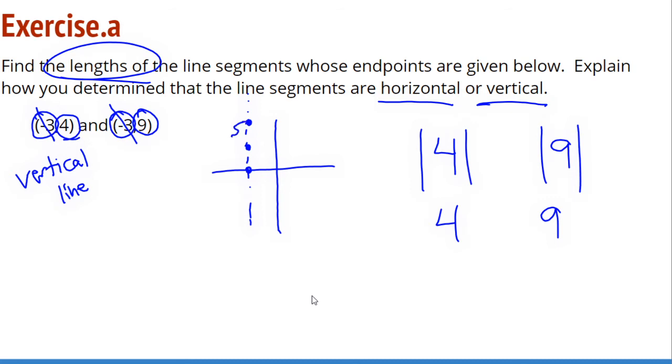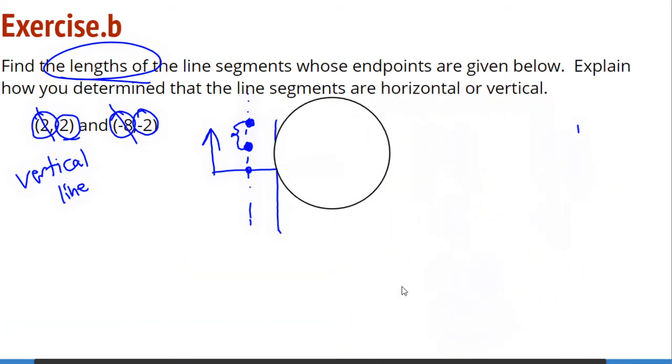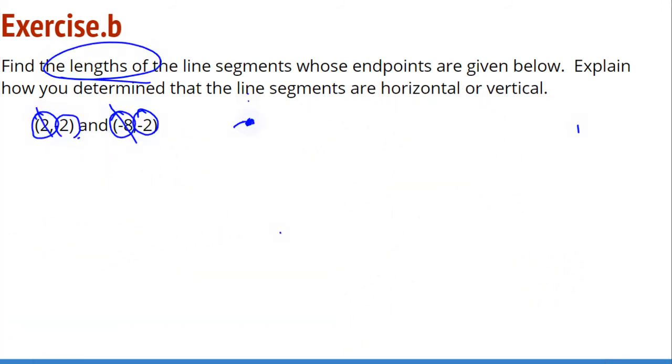These two are on the same side of an axis, here and here. They're both above the x-axis. So I'm going to find the difference. 9 minus 4 gives me a distance of 5 units between the 2 points. I'll try and put that explanation back up there.